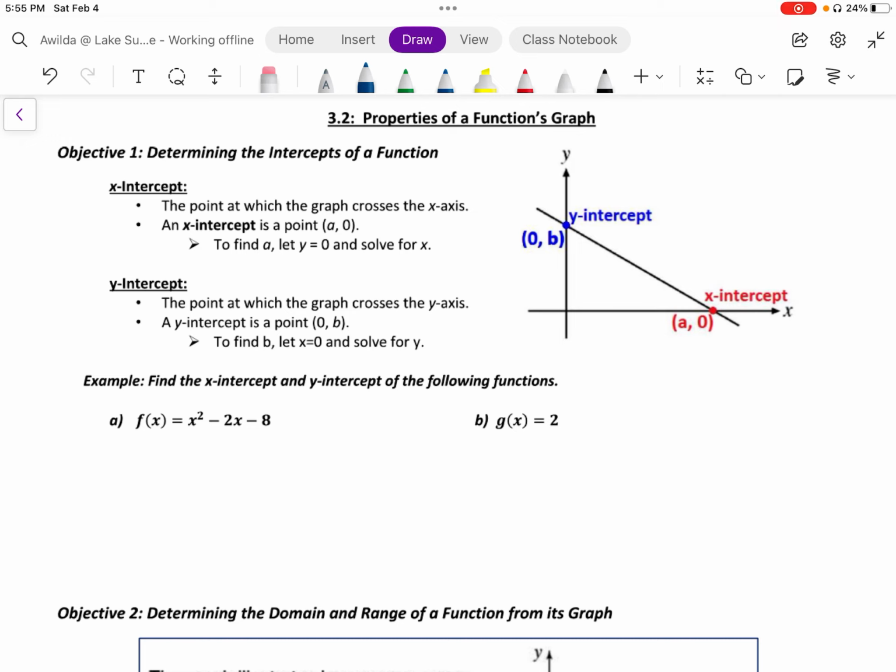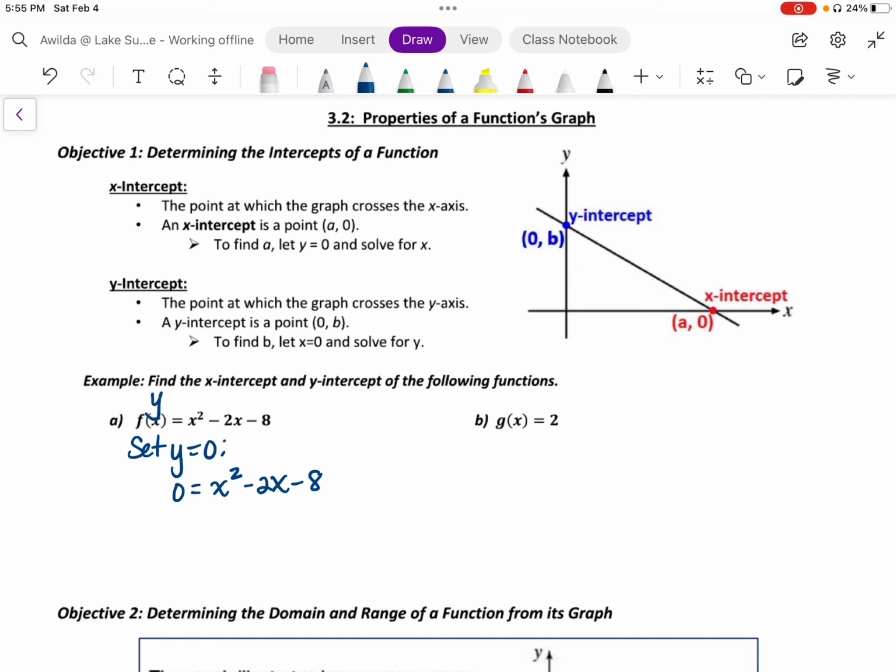In the first example, f of x is equal to x squared minus 2x minus 8. To find the x-intercept, we will set y equal to 0. And we'll solve for x. Where is y here? Remember, f of x is just another name for y. So setting y equal to 0 is setting f of x equal to 0. So we have 0 equals x squared minus 2x minus 8.